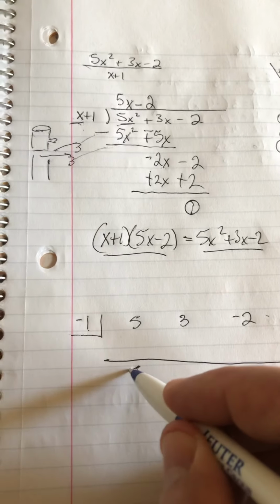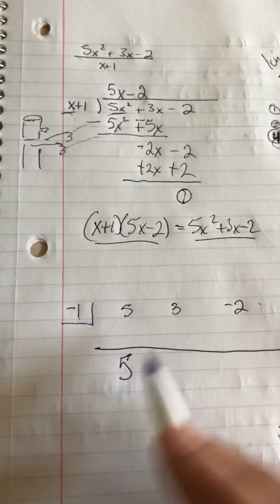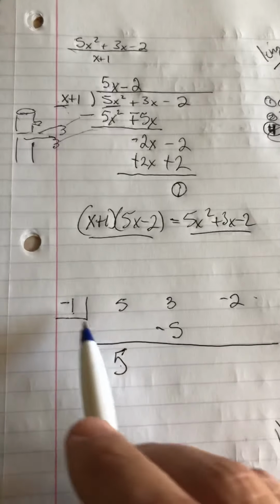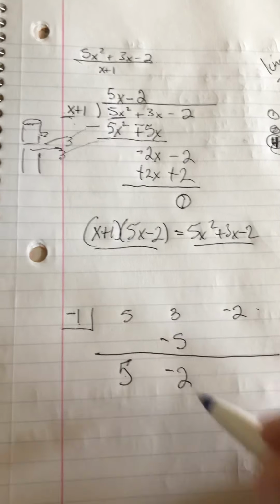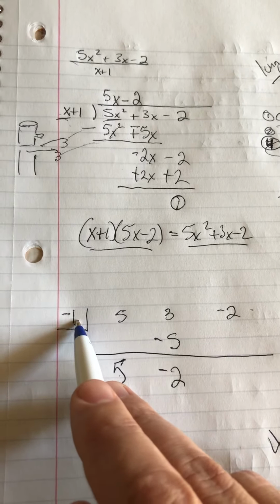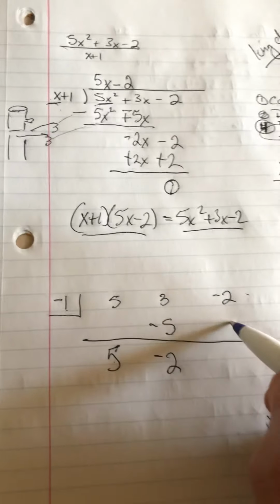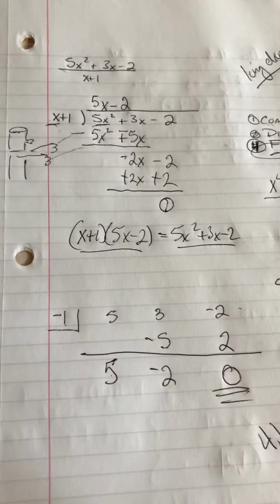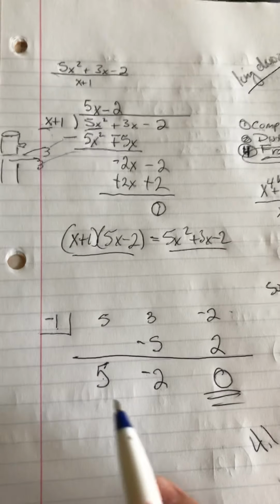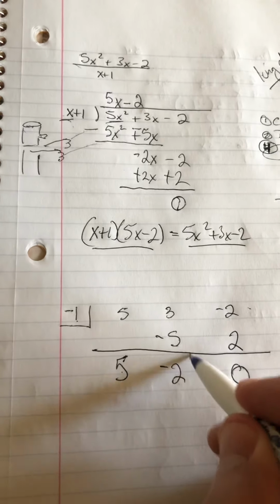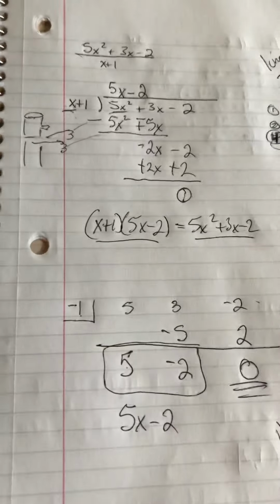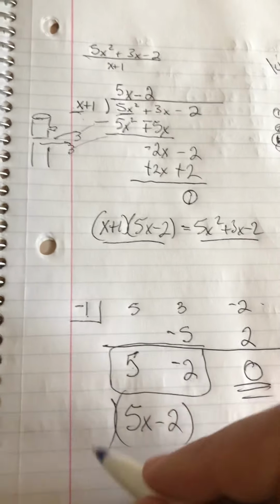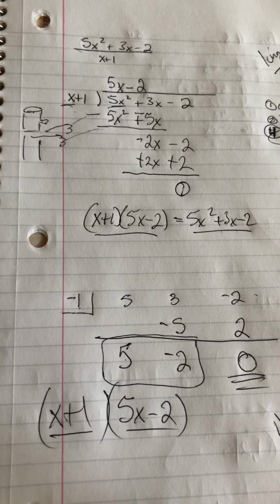Bring your 5 down. All right, negative 1 times 5 is negative 5. I'll do that again. Negative 1 times 5 is negative 5. 3 and negative 5 is negative 2. Negative 1 and negative 2 multiplied together is a positive 2. We get our 0. Okay? So what that's telling us is, and this piece right here is referred to as our reduced equation, we have 5x minus 2, and then this is x plus 1.